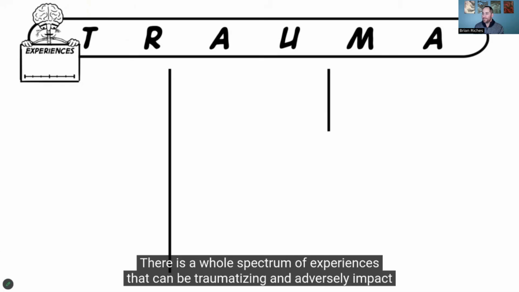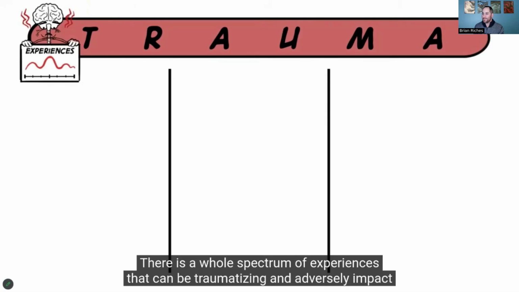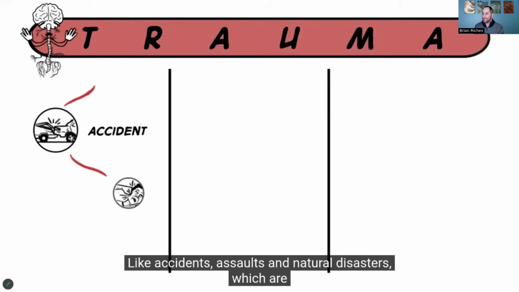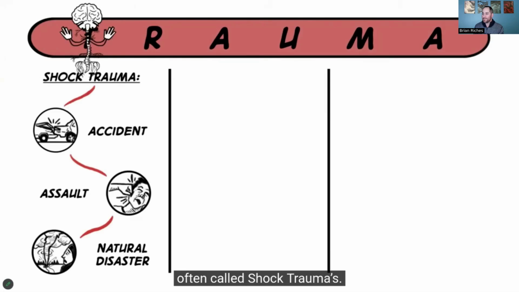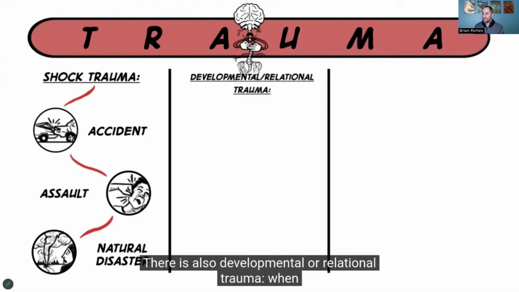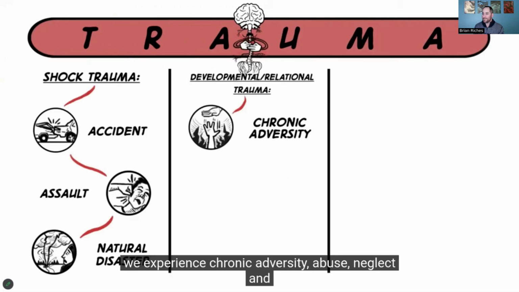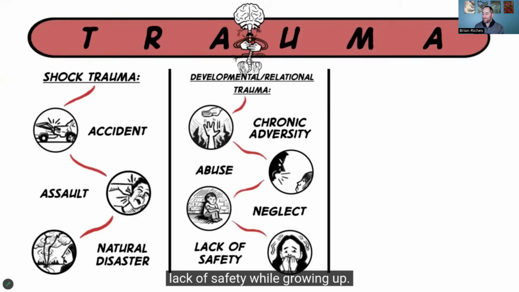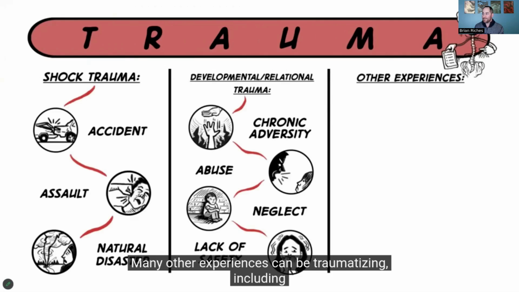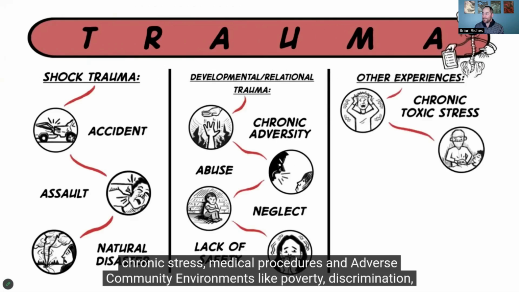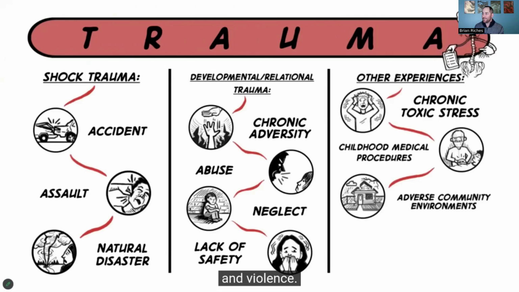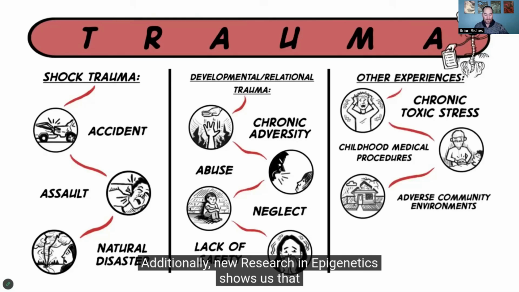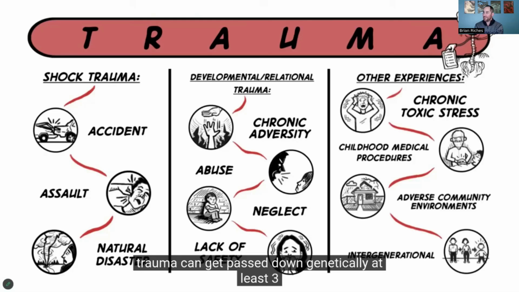There is a whole spectrum of experiences that can be traumatizing and adversely impact ANS, like accidents, assaults, and natural disasters, which are often called shock traumas. There is also developmental or relational trauma, when we experience chronic adversity, abuse, neglect, and lack of safety while growing up. Many other experiences can be traumatizing, including chronic stress, medical procedures, and adverse community environments, like poverty, discrimination, and violence. Additionally, new research in epigenetics shows us that trauma can get passed down genetically at least 3 generations.